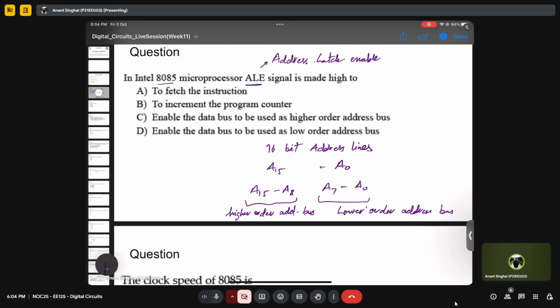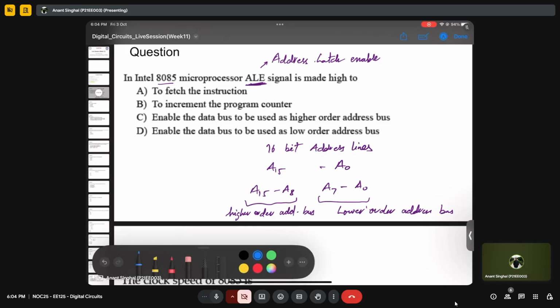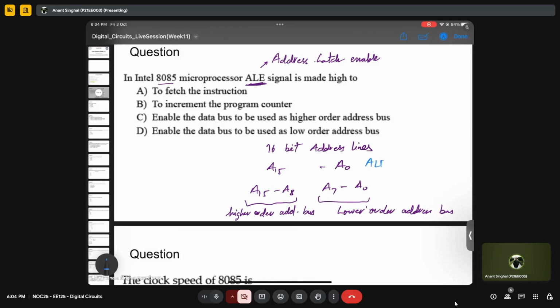Whenever you make ALE equal to 1, as the name suggests, it enables the latch of the address. It basically puts the data in the lower bits of the register, so this becomes AD7 to AD0. This is what we have already discussed in the previous class. To put the data into the lower order address bus, we need to make ALE equal to 1.